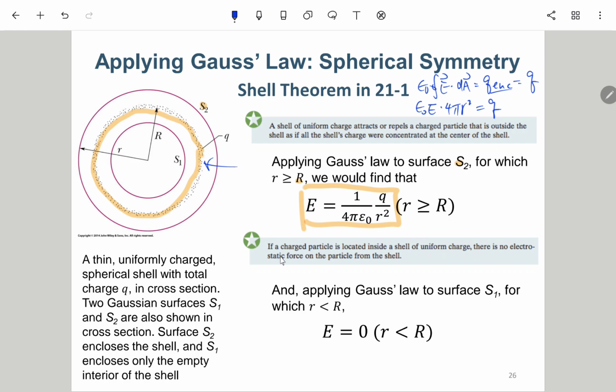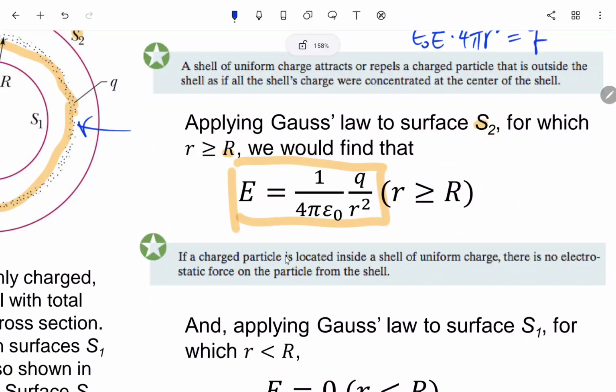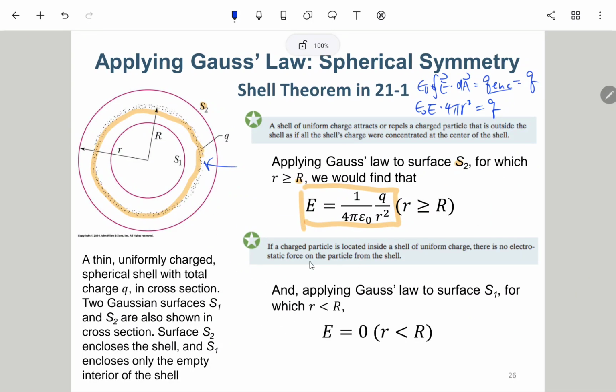And then for the second one, it says if a charged particle is isolated inside a shell of uniform charge, there is no electrostatic force on the particle from the shell. So actually it means that inside this shell with uniform charge on the surface, the E field inside it will be zero.